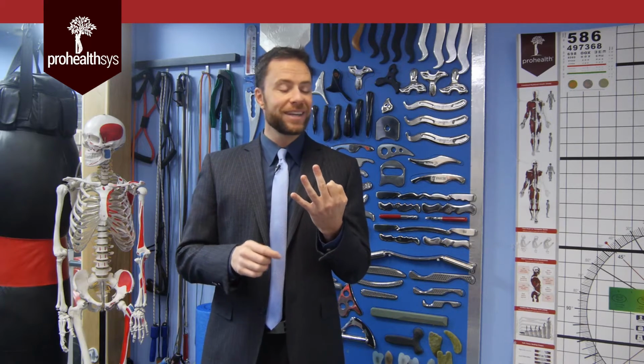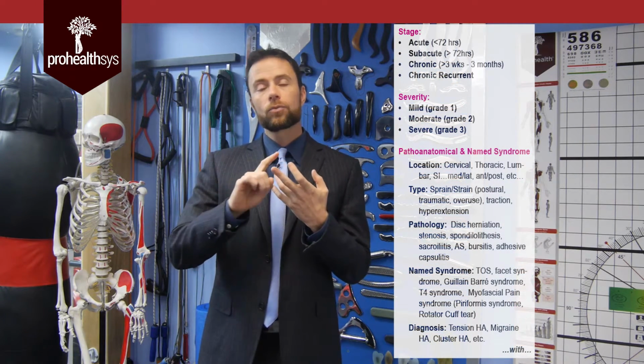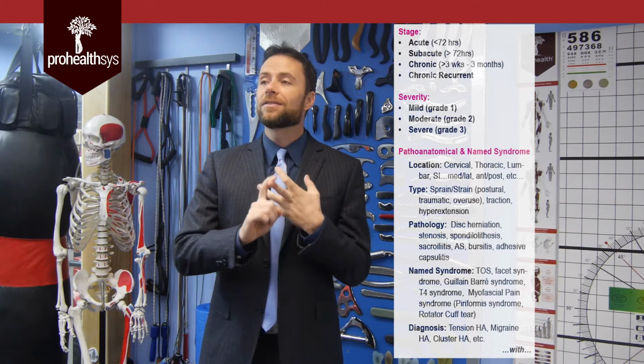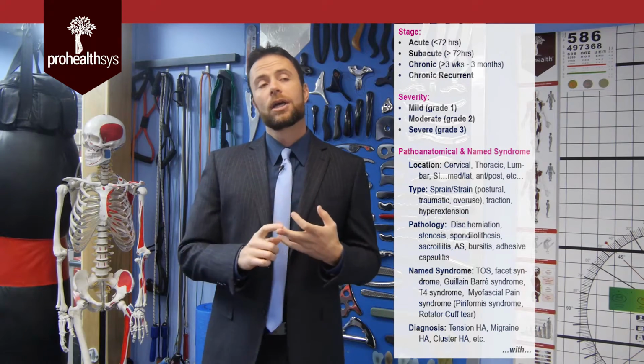So, the first thing is you have to realize there are 3 key parts to a diagnosis that you should include. The first one is the stage. The second is the severity, and then the next one is going to be the part of the anatomy that is actually damaged. So stage, severity, and anatomy damaged. And we'll give an example.